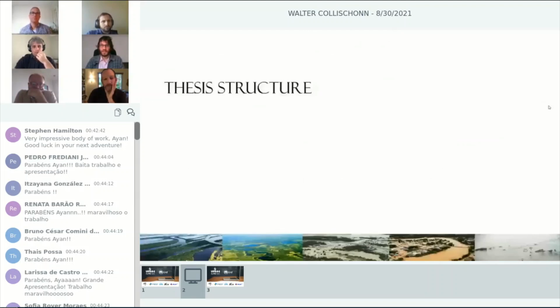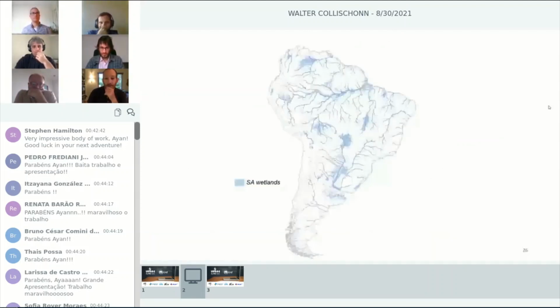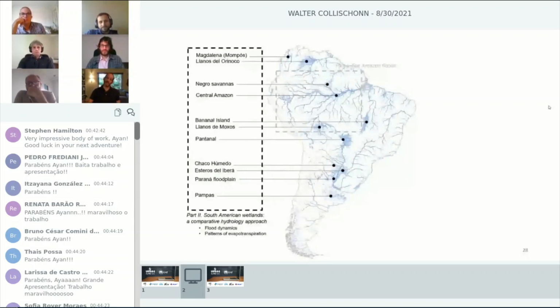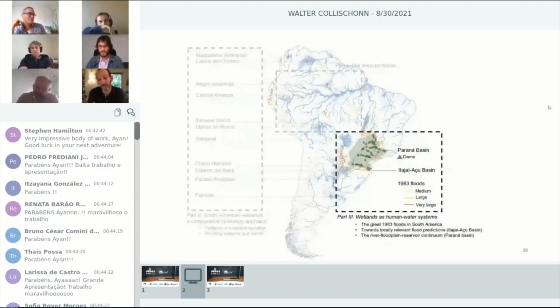And how the thesis is structured. Starting with the South America continent, the first stop will be at the Amazon basin, where we study the Amazon floods from multiple perspectives. For part 2, as I said, we upscale the analysis to the large South American wetlands, so we will study 12 large wetland complexes in the continent. And the third part will move more to the southeast of the continent, where we study wetlands as human water systems, and especially in river basins that were largely altered by humans.